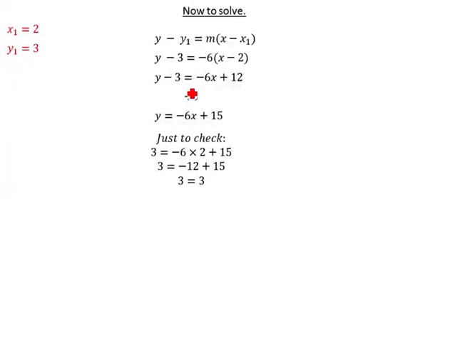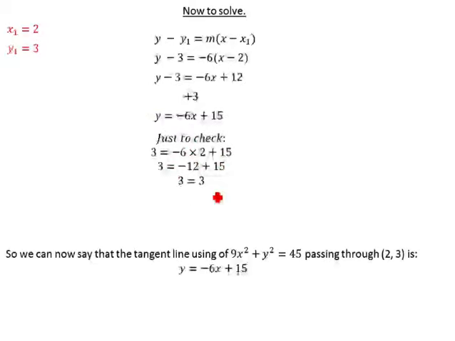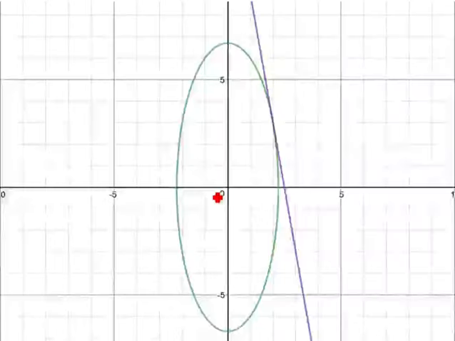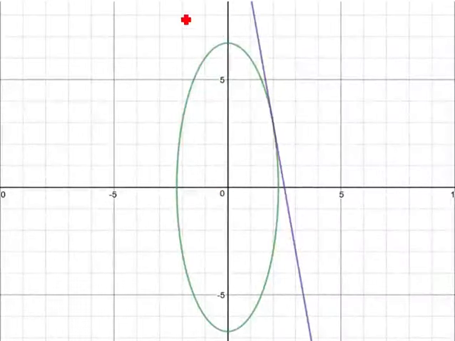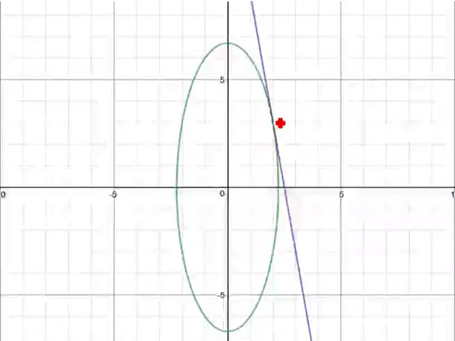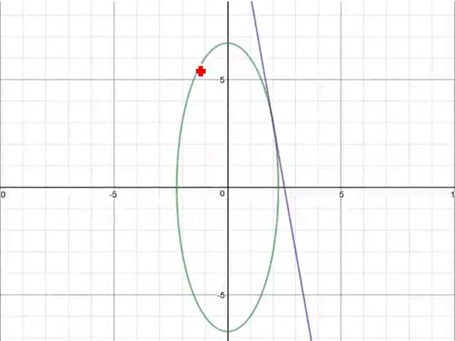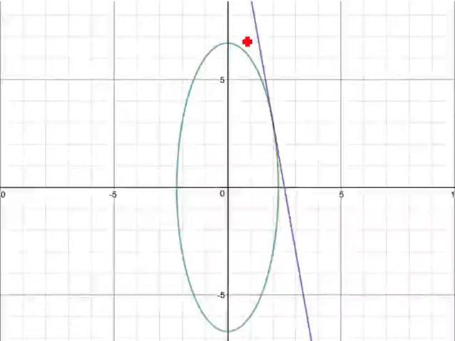We'll put in 3 and 2 into the positions, and it still works out. 3 equals 3, believe it or not. So now we can say that the tangent line, using a rule of 9x squared plus y squared equals 45, passing through the point (2, 3), is y equals negative 6x plus 15. And that's what it looks like. So that's our 9x squared plus y squared equals 45.